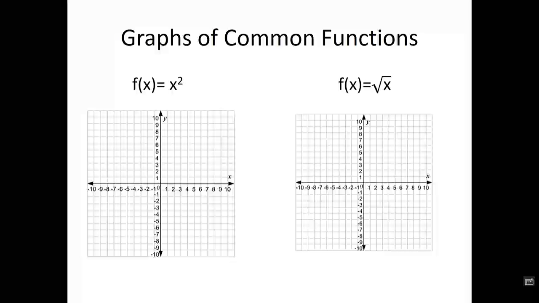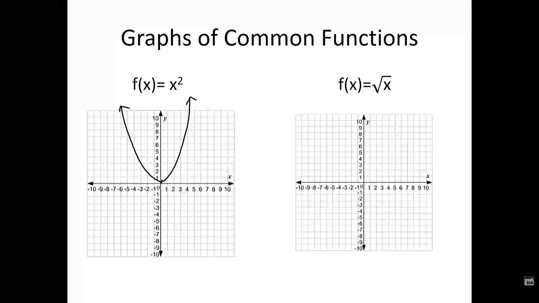The next function, f of x is equal to x squared. So we know that this is a quadratic function. When we graph this, we're going to get the parabola. So this is f of x is equal to x squared.